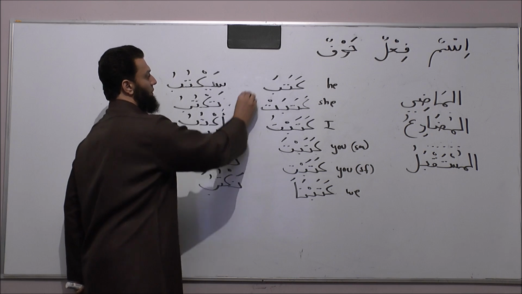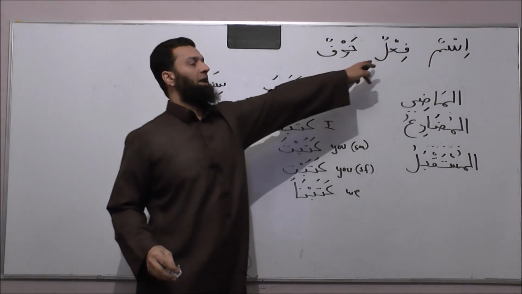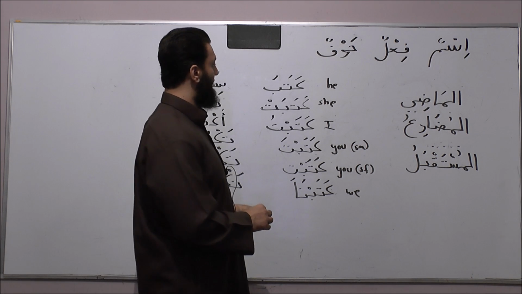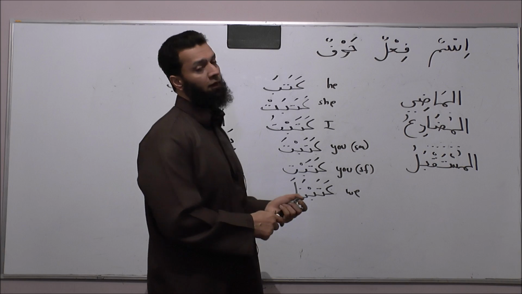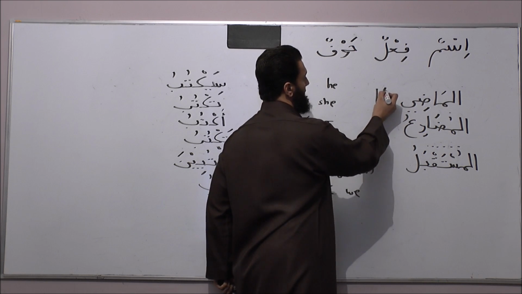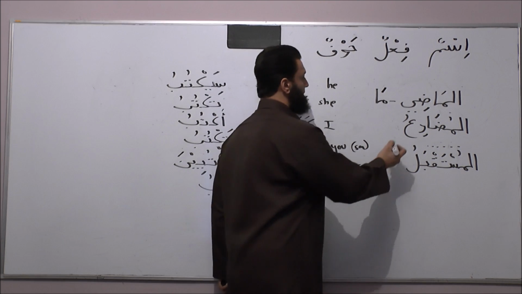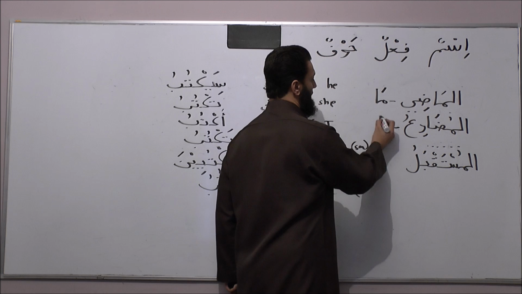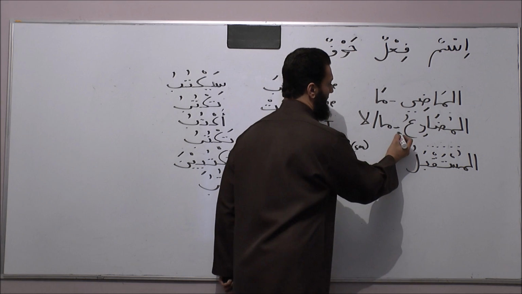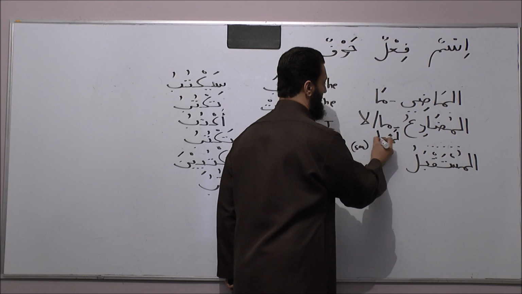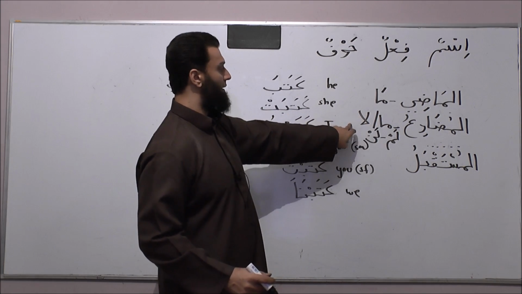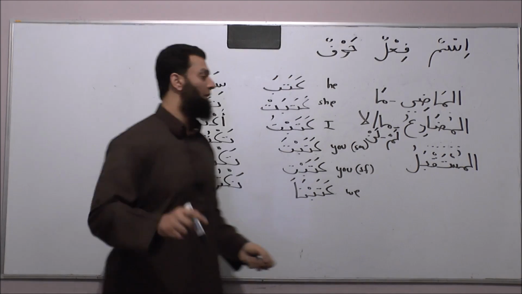The next point to note with regards to the fi'l, the verb, is how to negate it. How do we negate it? When it's al-madi, we negate it by the presence of ma. If it's al-mudari'u, we negate it with the presence of ma or la. And in addition to that, we can also have lam and lan. So there are 4 possible ways. Ma and la are the same. Lam and lan are slightly different. And we're going to explain those.